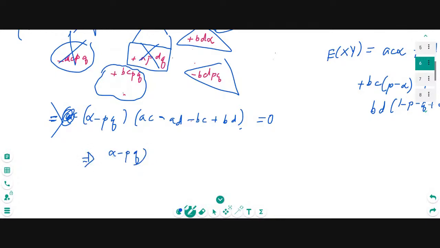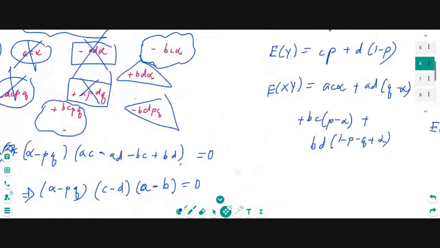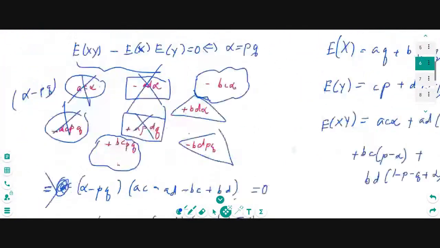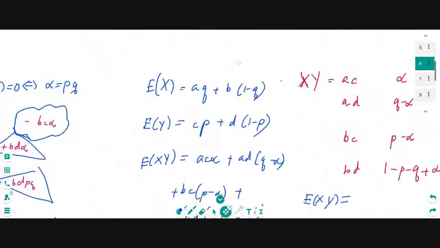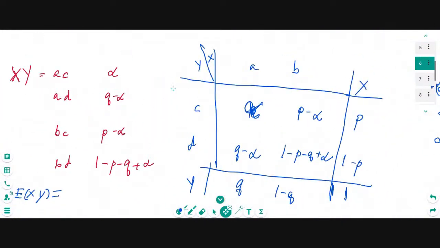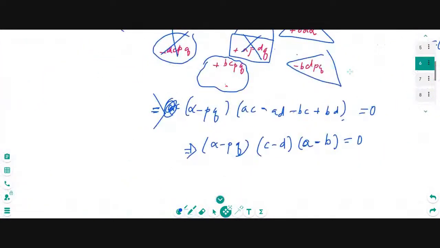Now we have to check why this is not the thing. So I think there is another factorization over here. It's AC, yeah, it's C minus D. So C minus D times A minus B is equal to 0. So it tells you that either A is equal to B or C is equal to D.